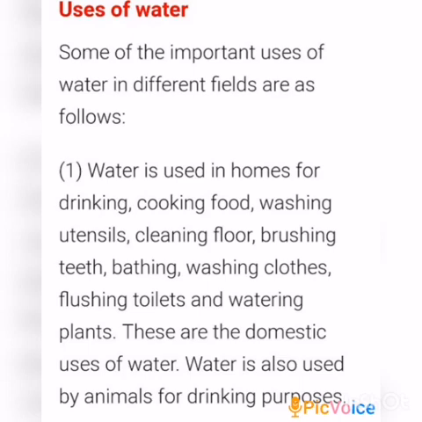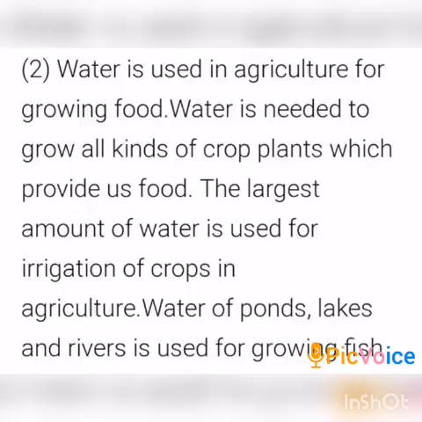Isn't it, children? Yes. Water is also used by animals for drinking purpose. In so many ways the water is used for domestic purposes. Next, water is used in agriculture for growing food. In what way is water used in agriculture, children? For irrigation. Water is used for irrigation.